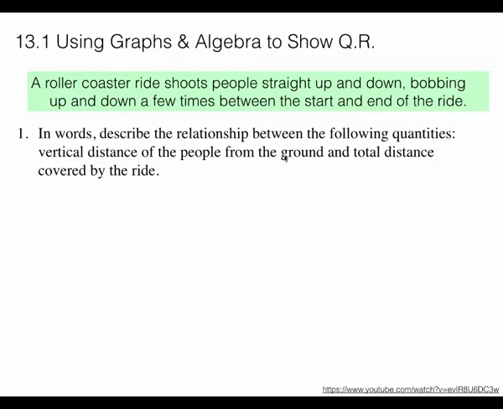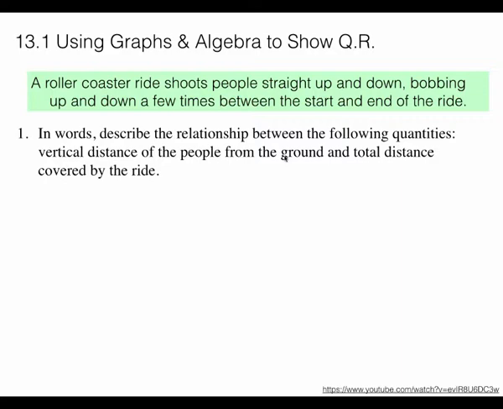The vertical distance does not go up or go down, okay? The roller coaster goes up and down. The vertical distance increases and decreases. What do you know about the total distance? Throughout the entire situation, what is happening to the total distance? Increases. It's always increasing, right?